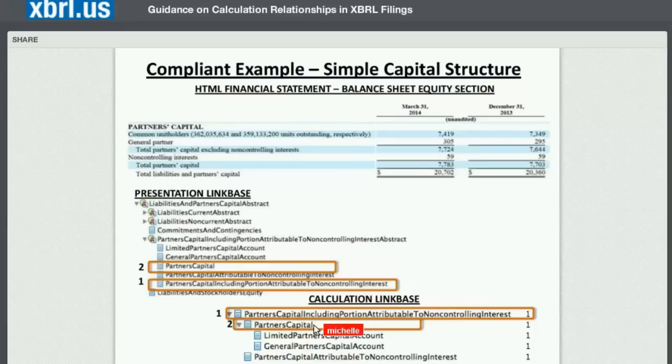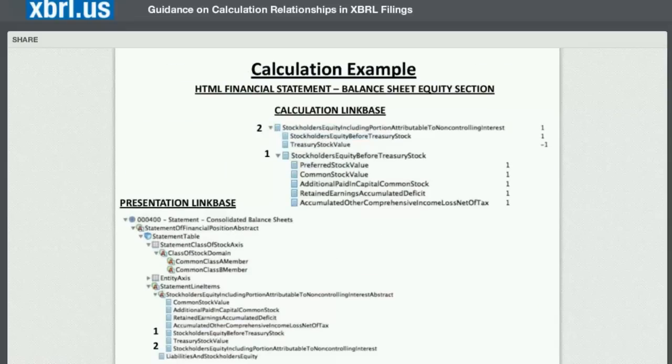And both of these cases are okay. So you can see here we've got the partner's capital, and it kind of goes down in this hierarchy under the calculation link base. If we go back to the previous example, we can see this company here in the calculation link base has actually defined these as two separate calculations in two separate calculation trees. And that's fine too. You can do either.